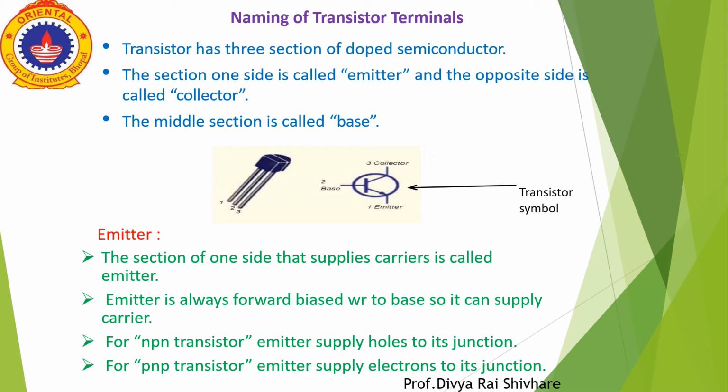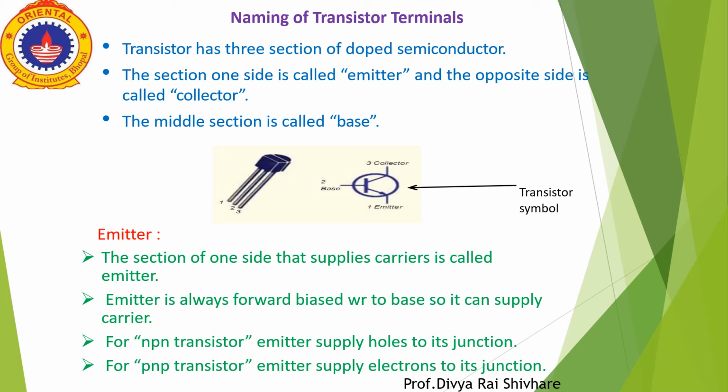Now naming of the transistor terminals. Here we see transistor has three sections of doped semiconductor. The section on one side is called emitter and the opposite side is called collector, and the middle section is called base. Here we see the symbol of transistor. In the middle it is base, in the above it is collector, and then in the bottom it is emitter.